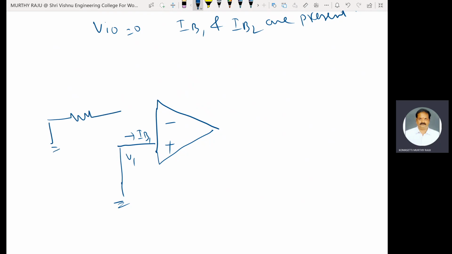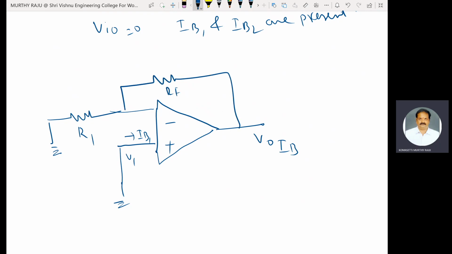Under quiescent conditions, Vin is equal to 0. This one is R1. The output offset voltage is due to bias current IB. This one is the RF feedback current. This one is IB2, V2. The assumption is the input offset voltage VIO is 0. This one is the load resistance RL. Again, two currents: this one is I1, IB2, and IF.